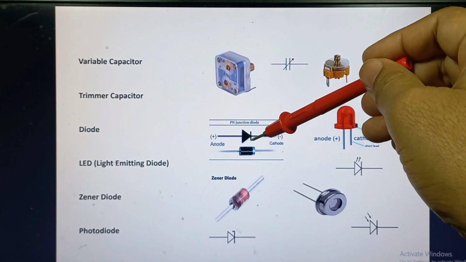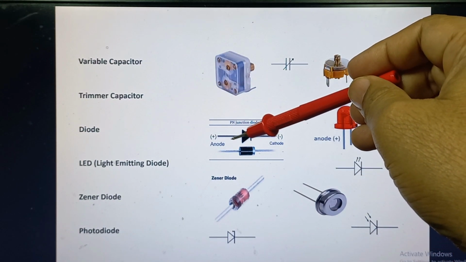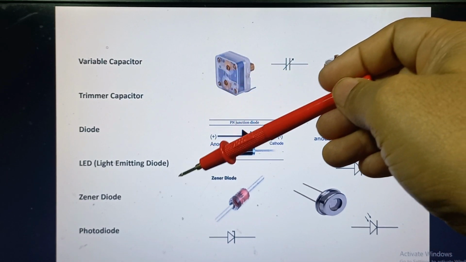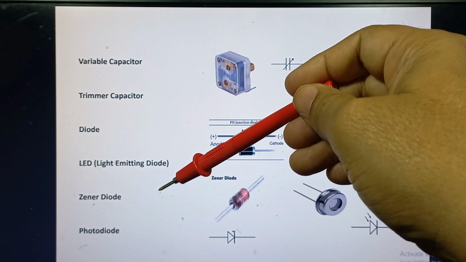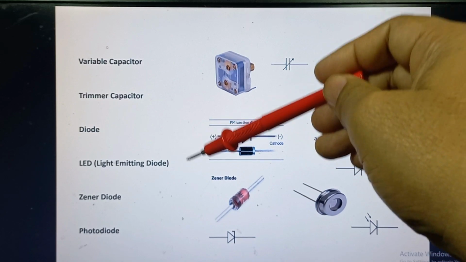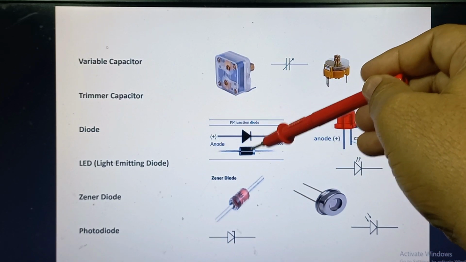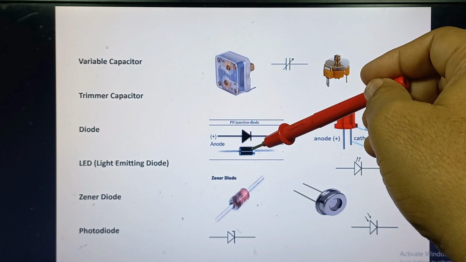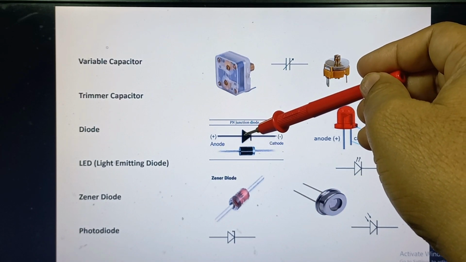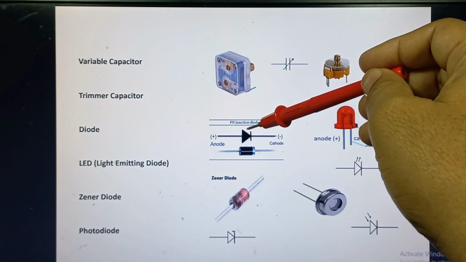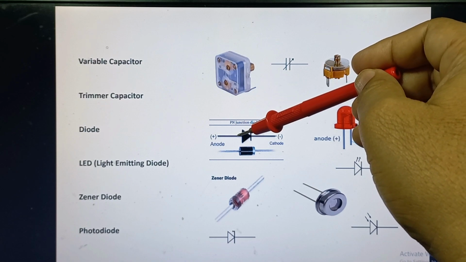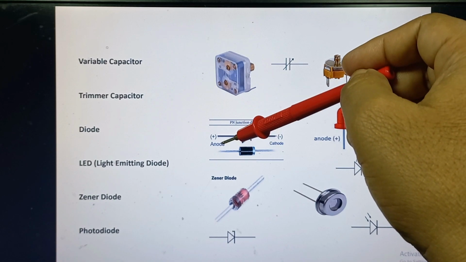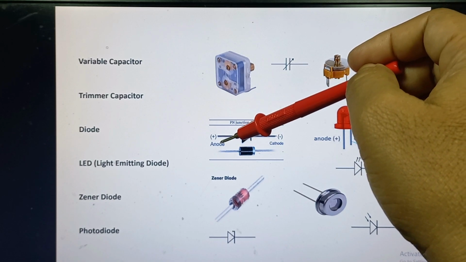This one is another important component, which is called the diode, a rectifier. We can call it a rectifier. A rectifier is a special kind of diode. This one is the symbol of diode. This is the physical appearance of diode, and this one is the symbolic representation of diode. Which converts alternating current into a DC current.